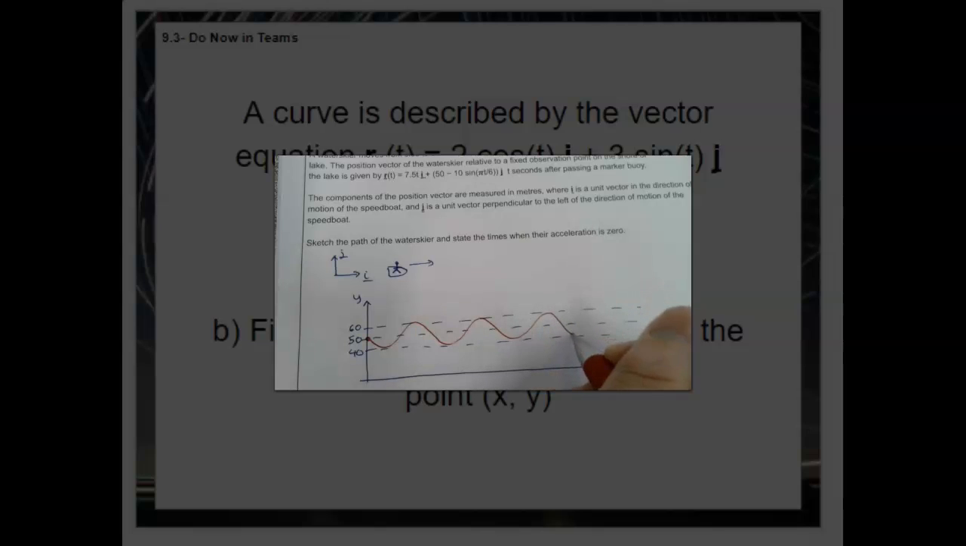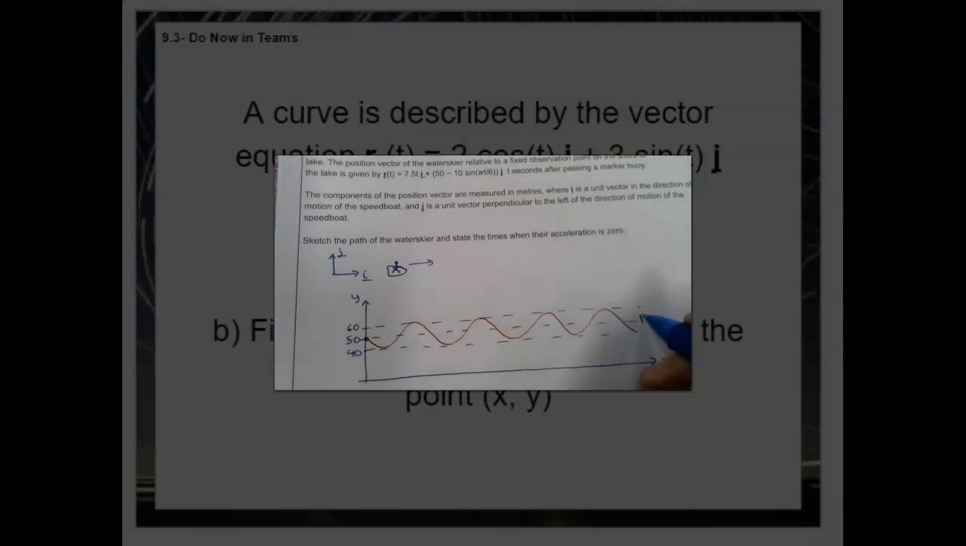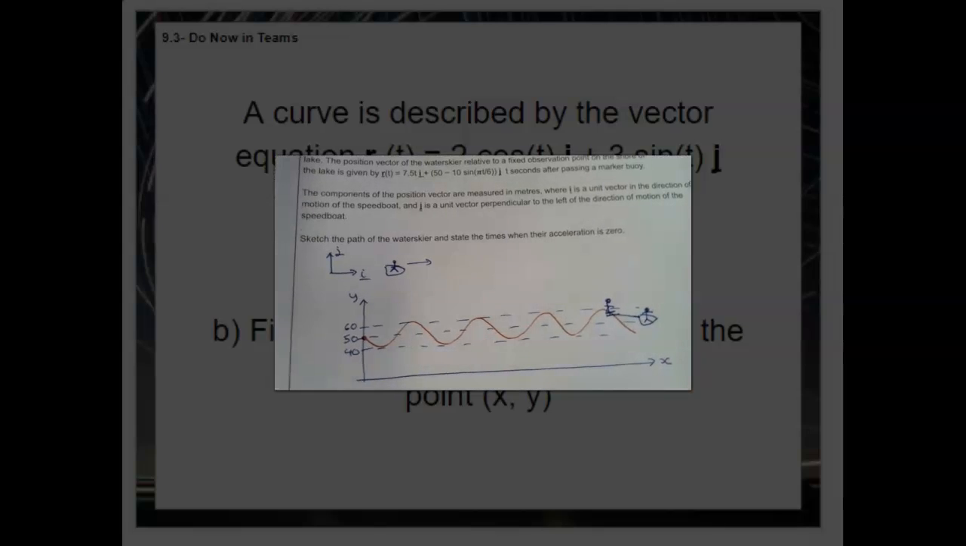So what we can imagine here, don't know if you guys have ever done water skiing or wakeboarding, but the way that it's happening is we've got this boat that is probably just moving along the 50 line, and then the water skier is moving left and right behind the boat, so up and down. So that's what I would say the path looks like.